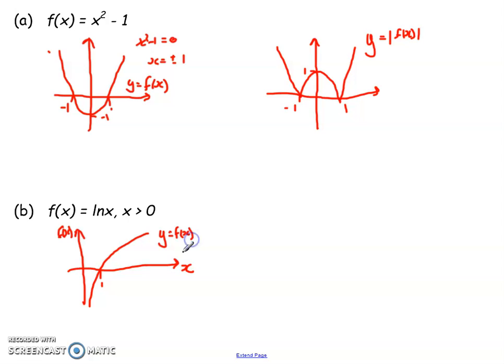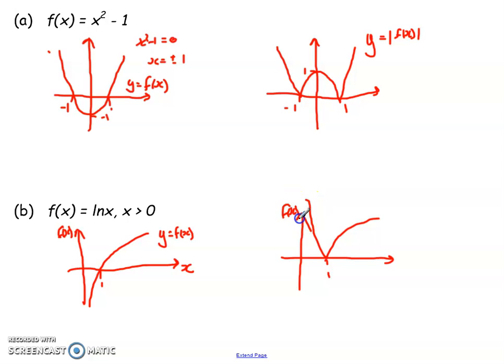Now in order to calculate the magnitude of f of x, I follow the exact same logic here. Anything below the x-axis, I just reflect up and above it. The only time it goes below is when x is less than 1. So what I do is I do the exact same curve from 1 going all the way up there. All I do then is take what was below the x-axis and simply reflect it up.